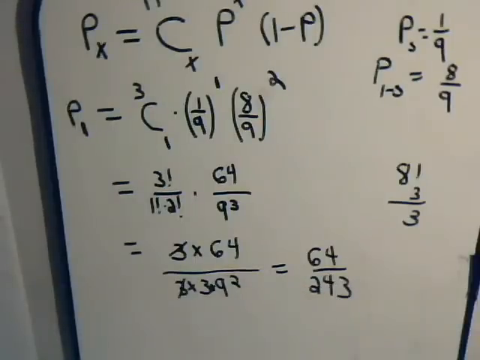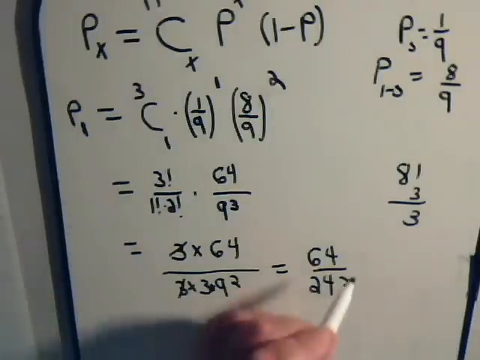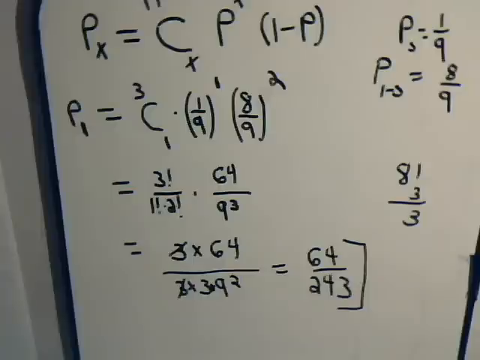That's 64 out of 243. So when we have a pair of dice and we roll them 3 times, so there's 3 trials, the probability of having those pair of numbers add up to 5 in one of those trials is 64 out of 243. And again, hopefully now the formula is starting to make more sense to you.